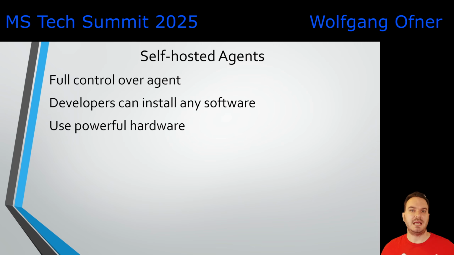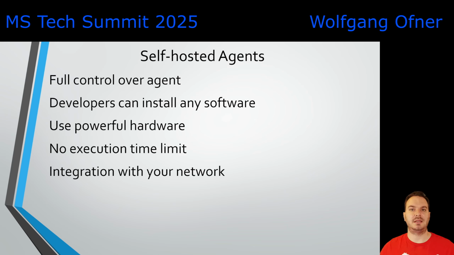I can also use any hardware I want. So I could install it on my development machine if I want to try something out, or I can have the most powerful servers and run my builds there. Also with self-hosted agents, I don't have the limit of the execution time. This means my agent can run as long as the pipeline needs. That's especially useful if you have a very big project or you run tests overnight and you don't want to run into any limitations.